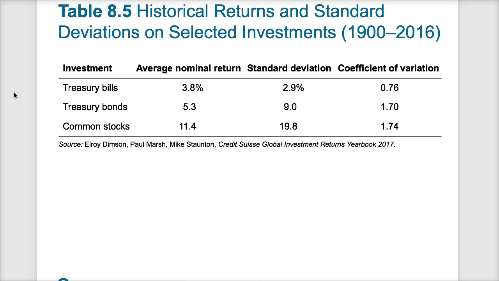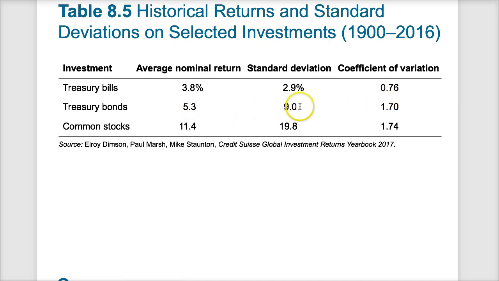Okay, so let's introduce the idea of the coefficient of variation. We have our nominal returns for treasury bills, bonds, and stocks. We have our standard deviation, which is looking at the dispersion of the return. Now, you would say common stocks are clearly much riskier than bonds. But if you actually look at the coefficient of variation, because they have different average returns, stocks are not that much riskier than bonds, because bonds have a much lower average return.